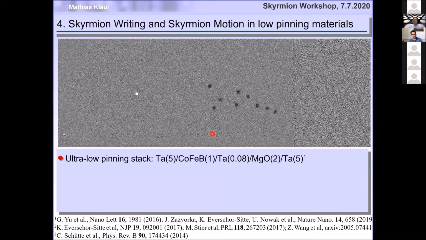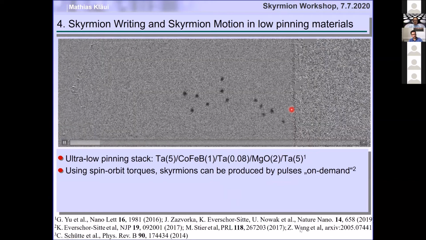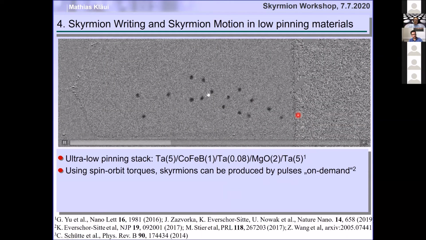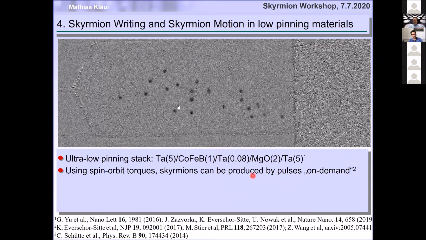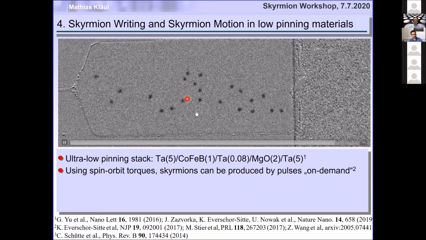So here we have a system which is a very low pinning stack, first developed in this paper here, and then recently we have developed this further in work together with Karin Everschor-Sitte and Ulrich Nowak. And what we see is if we inject current pulses, we can nucleate skyrmions locally here. There has also been some theory by Wanjun's group to locally generate single skyrmions. But in addition to the motion to the left due to the current, we also see this wiggling around. The skyrmions don't move on a straight line, but they somehow wiggle around.